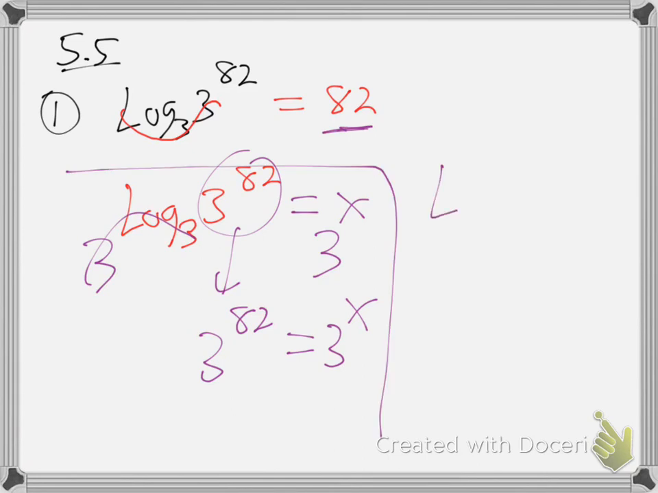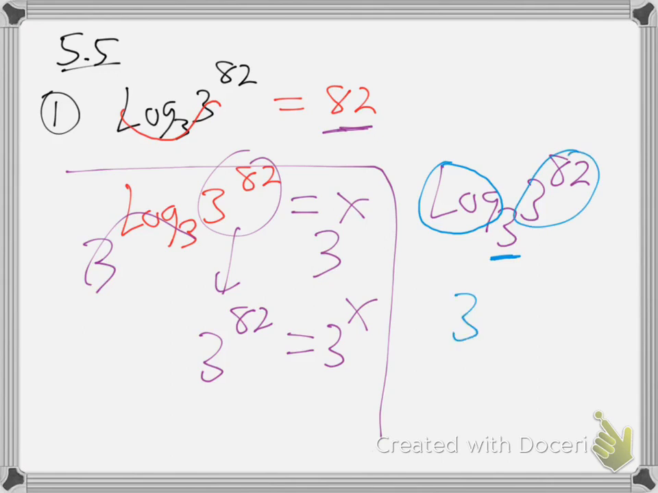How about one more? Remember what I said you could verbally say a log is? Power needed. So think with me. Power needed on a 3, that's the base, to become 3 to the 82. 82. It's just obvious when you say it that way. By clear verbalization. Is that making sense?